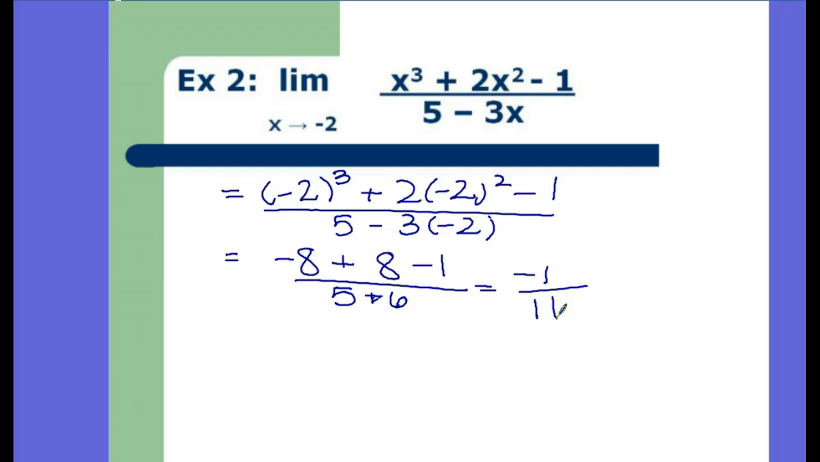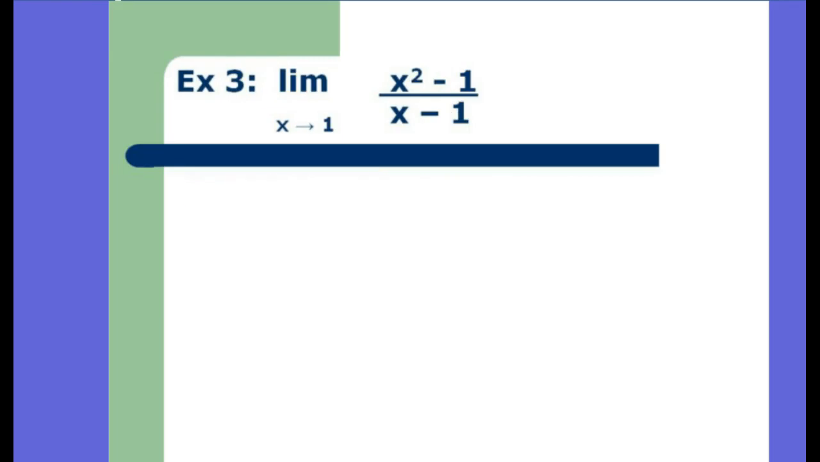Number 3, you have x squared minus 1 all over x minus 1. If you do what you're supposed to do, which is to plug in directly to start, then you'd say, okay, the limit as x approaches 1 of 1 squared minus 1 over 1 minus 1 gives 0 over 0. 0 over 0 is the indeterminate form, so that tells me I can do something to make this problem work.